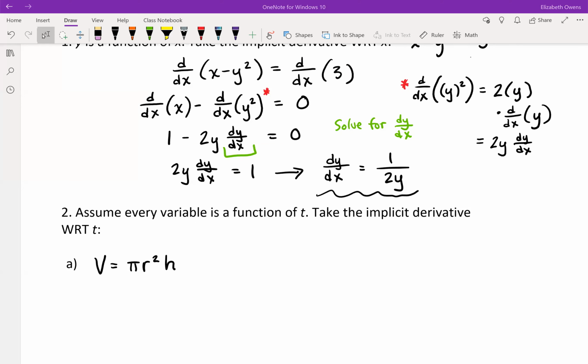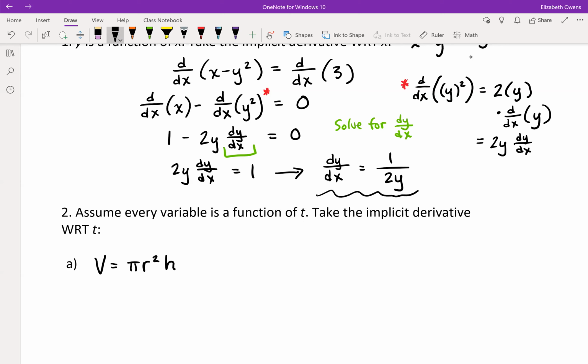Okay, so we're back for our second warm up here. And we are now going to assume that every variable is secretly a function of t. So our equations that we're looking at have multiple variables in them, like this first one here, v equals pi r squared h. We've got three variables, v, r, and h. And every single one of those is actually a function of t behind the scenes. So v is a function of t, r is a function of t, h is a function of t.